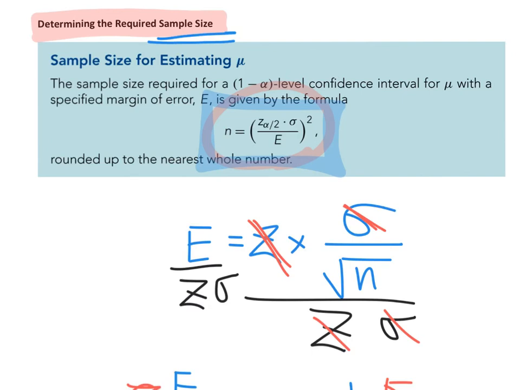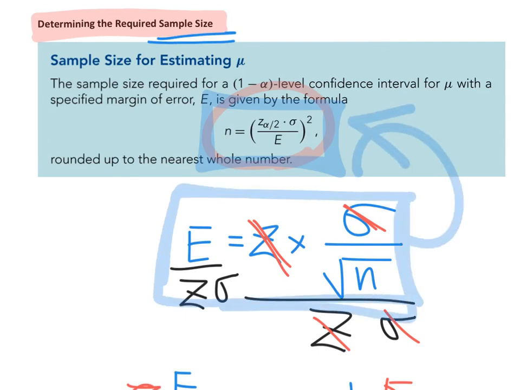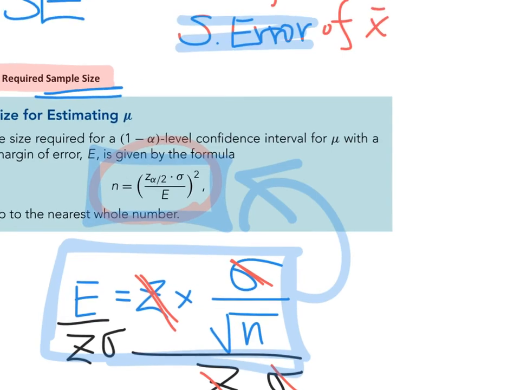Who is E? E was the margin of error. You know, exactly the formula for the sample size from the formula for the margin of error. So we just use it. Okay? So here are some examples.